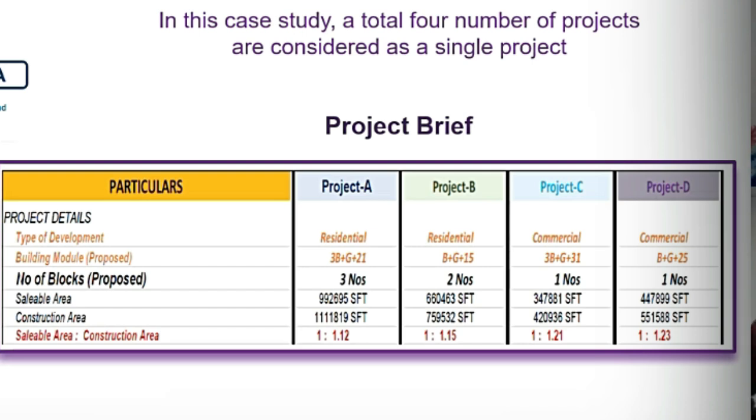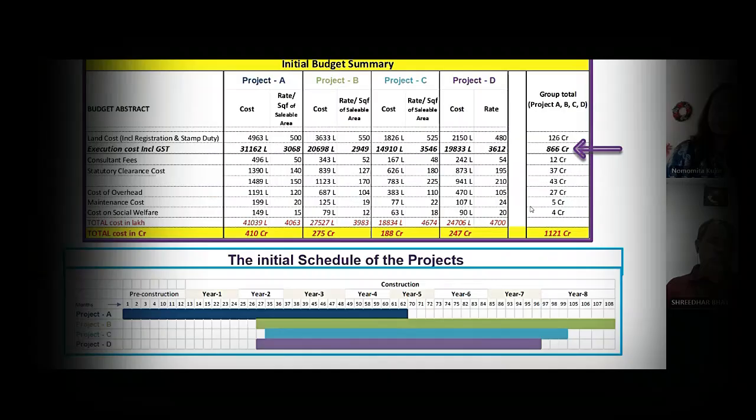Project A is a residential building project with 3 building units, and Project B is also a residential building project with 2 building units. Project C and Project D are commercial building projects with single building units. As per the initial budget, the execution cost was 866 crore. And as per the initial schedule, the total timeline for all these 4 projects was 8 years.